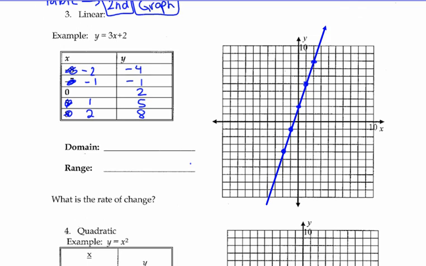Domain. It goes forever left and right, keeps going left and right, so there's no restrictions on x. X is an element of the reals. Will it go forever up and down? Yes, there's no restrictions on y, so y is an element of the reals.